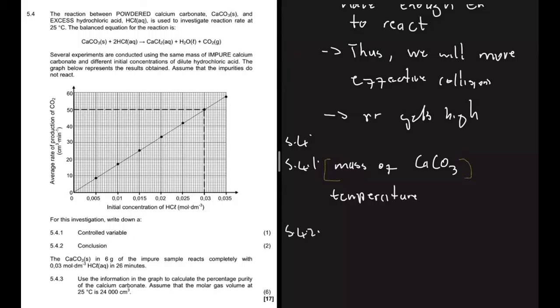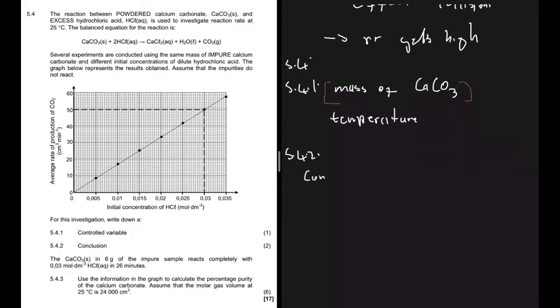And then 5.4.2 says let's have a conclusion for this investigation. Okay, look at the graph. Look at the x-axis. As the initial concentration of HCl is going up, the average rate of production of CO2 is also going up. And CO2 is our product, right? So that means that concentration is directly proportional to reaction rate. As we increase the concentration of HCl, the average rate of production of CO2 increases. We have more CO2, right? So that means the reaction rate is higher.